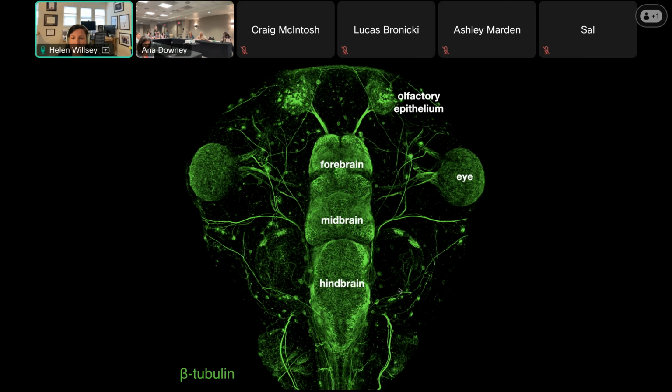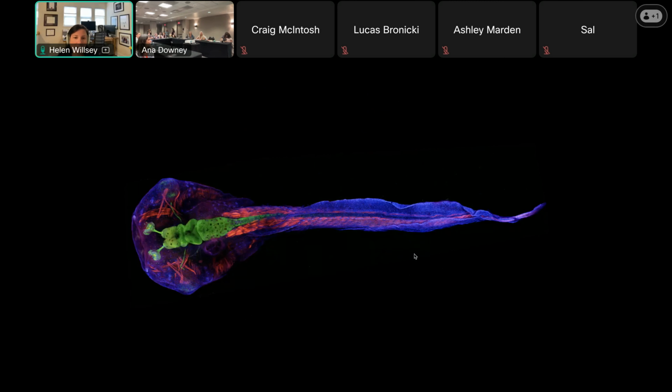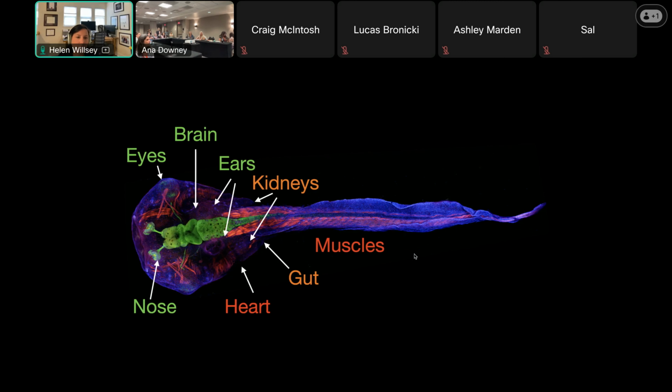There's the vagus nerve and the otic vesicle, which is like the ear. And this kind of highlights what's really nice about working in frogs, because you can look at many different organ systems and cell types all at once that have been properly patterned during vertebrate development. So we can look at the eyes, the heart, the gut, the muscles, the kidneys, and the ears.